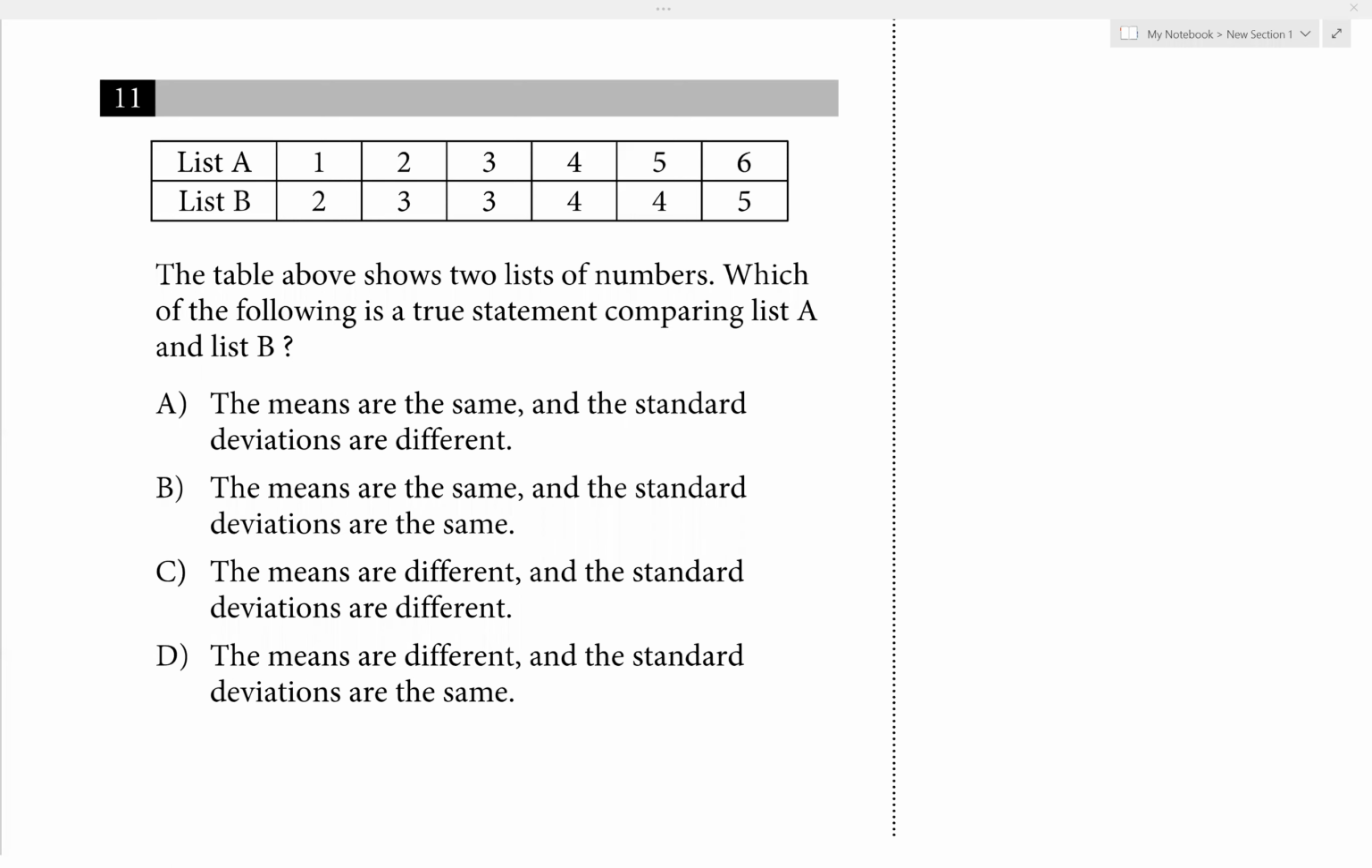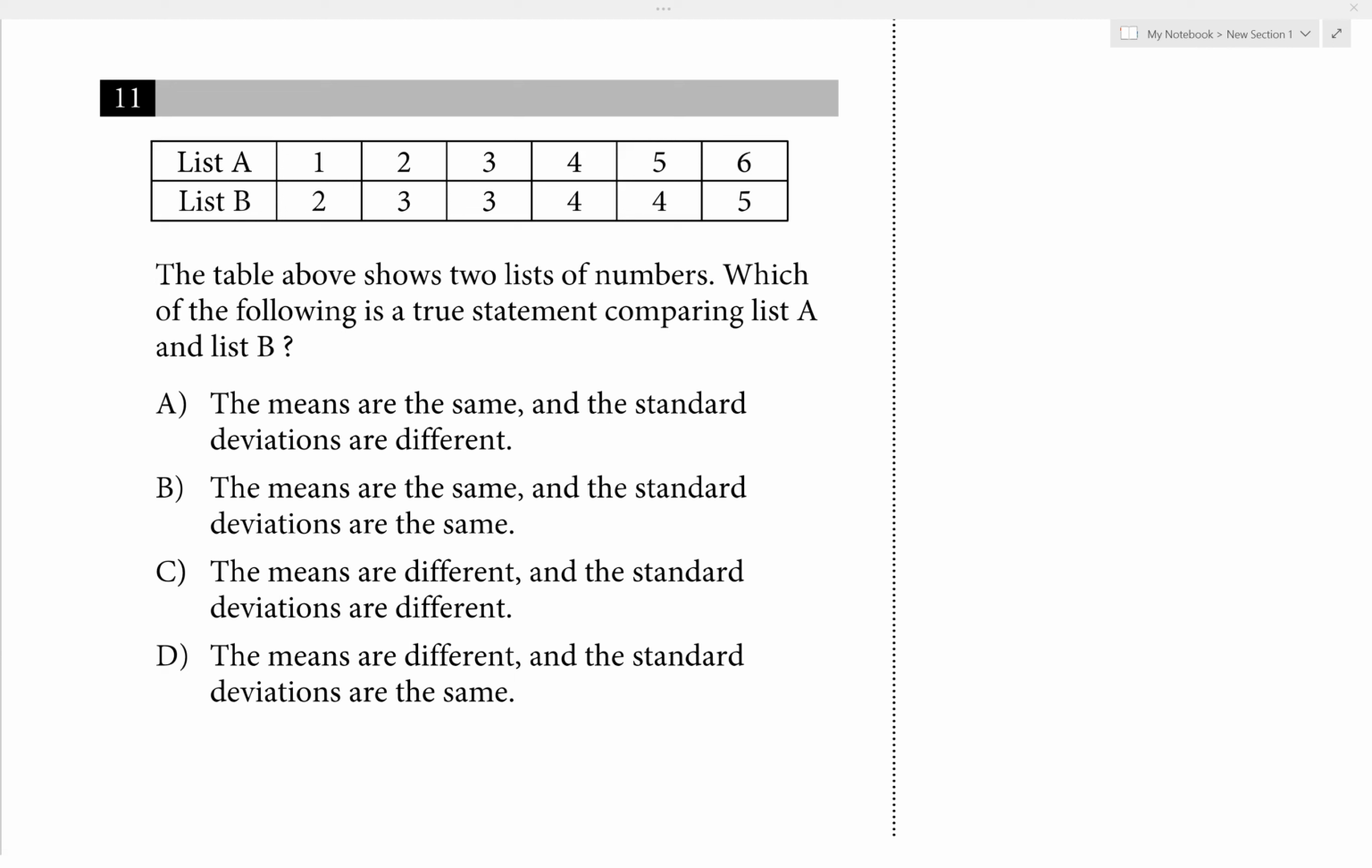All right, number 11. The table above shows two lists of numbers. Which of the following is a true statement comparing list A and list B? All right. So look at the answer choices. They all compare the mean and the standard deviation.